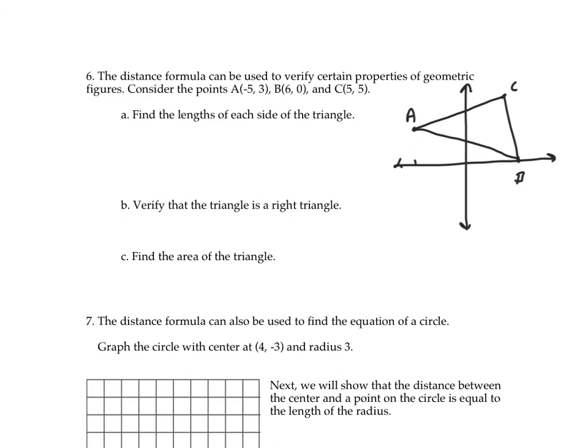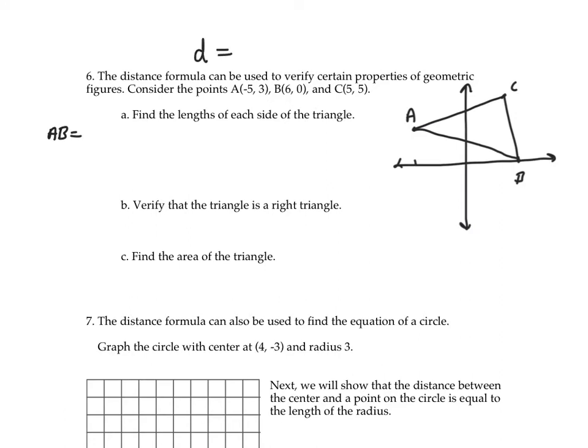So the distance formula can be used to verify certain properties of geometric figures. Consider the points A at -5, 3, B at 6, 0, and C at 5, 5. So I have a really rough sketch there. It says find the lengths of each side of the triangle. So the length of line segment AB would be the distance between those 2 points.